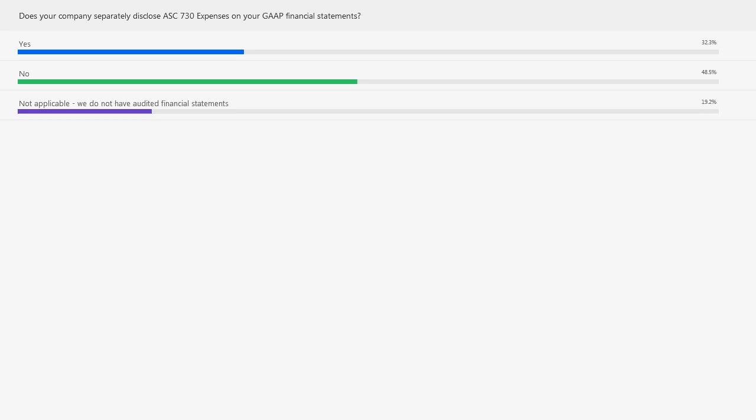I think for those of you that said no, you're not reporting or separately stating ASC 730, if you do have R&D expenses, it might be a good time to revisit making sure they're classified in the right way so that this directive could be a benefit and you can get some of your R&D expenses safe harbored.